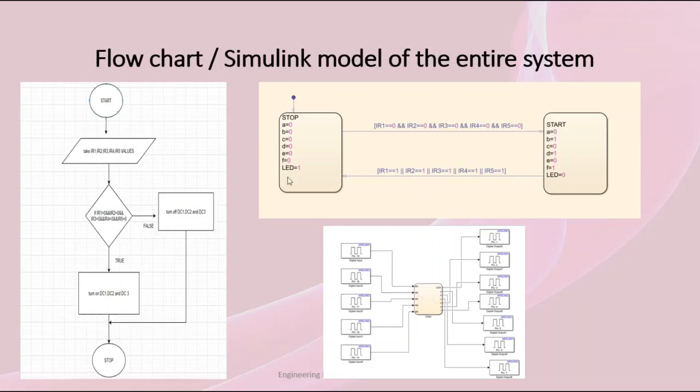First, the machine will be in stop condition. If all IR sensors give values as 0, then only the machine has to start, that is, all 3 DC motors have to start. If any of the IR gives value as 1, the machine has to stop.